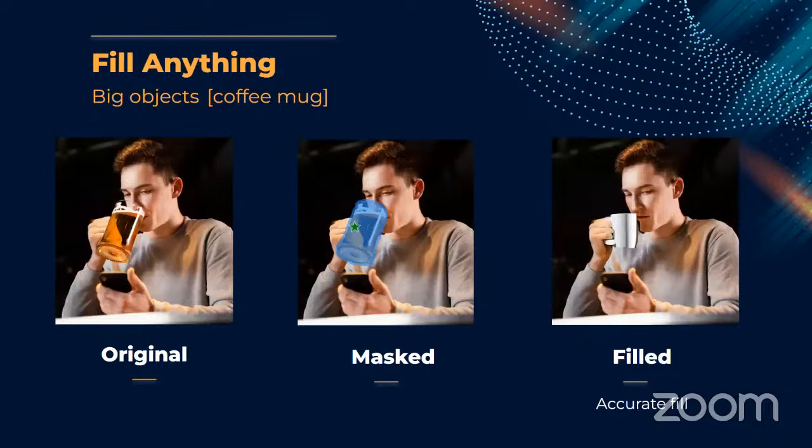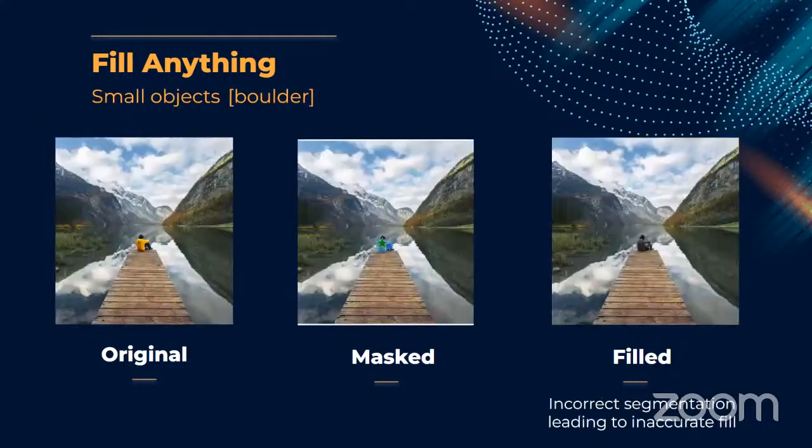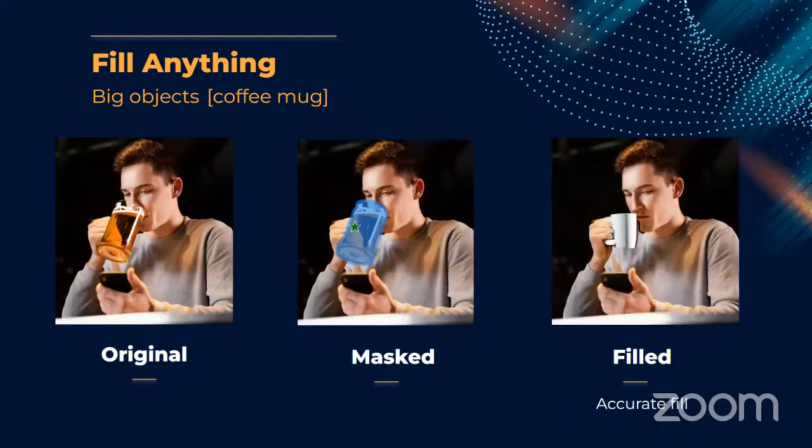For the fill anything task, this was a successful case. The big object that is obvious in the picture, like this beer mug, was successfully changed to a coffee mug. As you can tell, it also generated the finger in the picture as well.